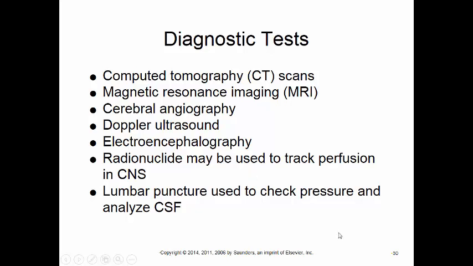Okay. Some diagnostic tests that can be run for neurological disorders include computed tomography, CT scans, MRIs, cerebral angiography, Doppler ultrasounds, electroencephalography, which is where electrodes are hooked up to your head to record brain activity, radionuclides, which are radioactive materials put in to track the flow in the CNS, and also a lumbar puncture can remove some CSF, cerebrospinal fluid, and look at it, and also check the pressure inside.